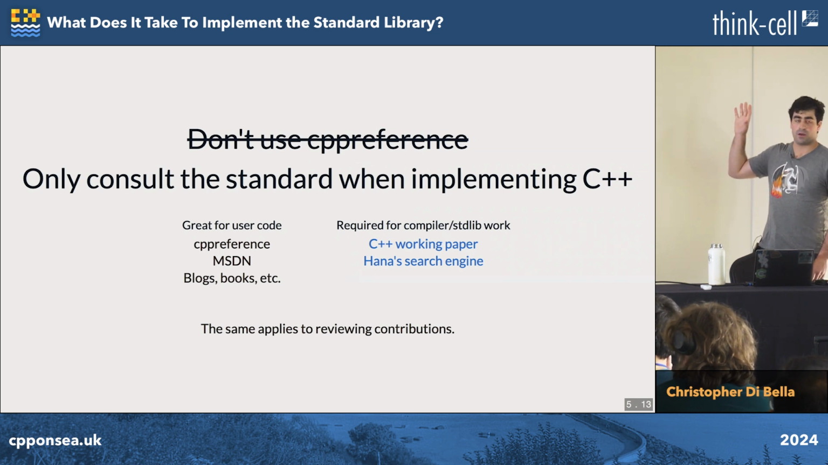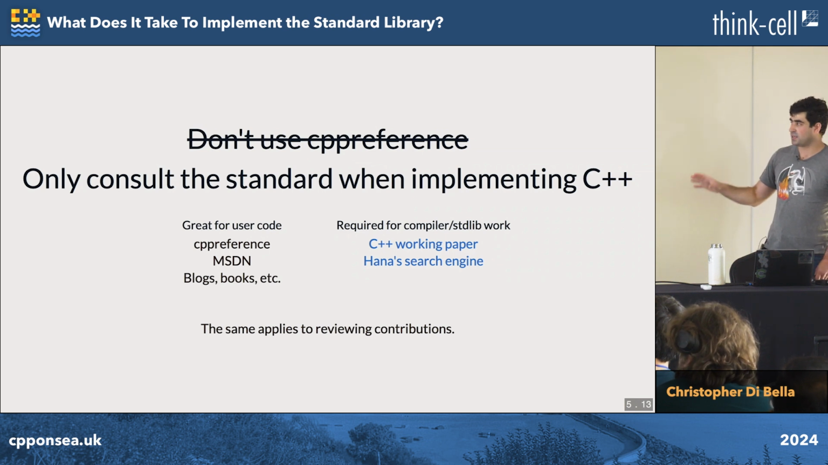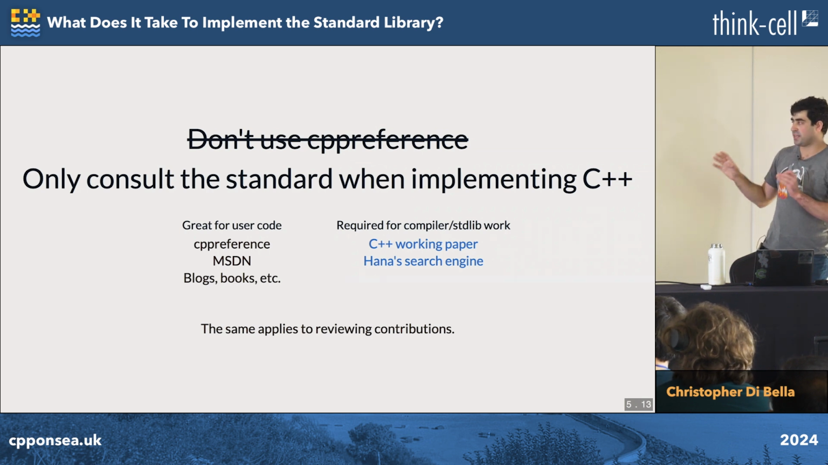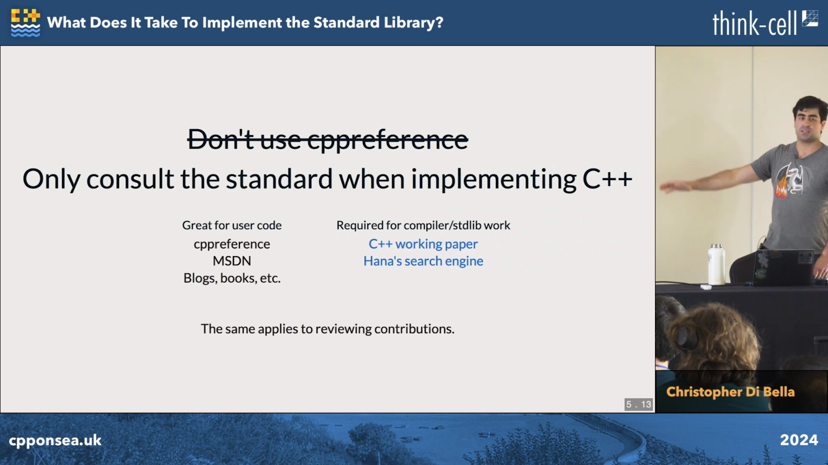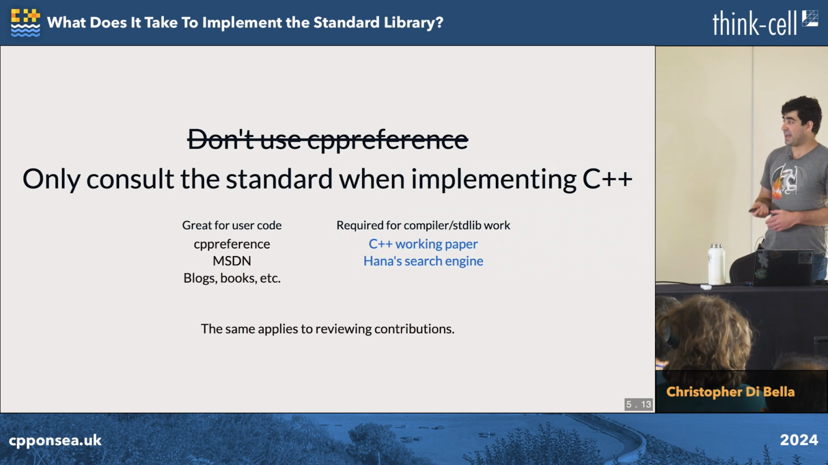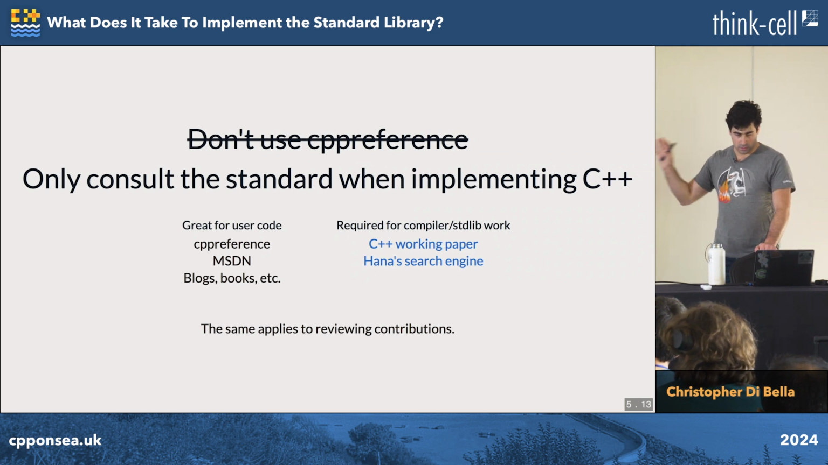But when you're implementing C++ or you're reviewing someone's contributions to implementing C++, it is very important to go and read the standardese, not CPP reference. Don't trust CPP reference, just go and check the standard. The working paper is available online for you to go and check. And there is even now a search engine that allows you to find things based on indexing. But please do continue to use CPP reference when you're writing user programs. They're still very important.